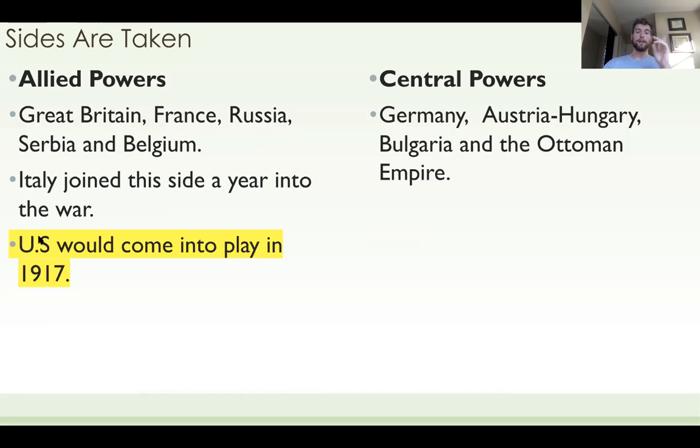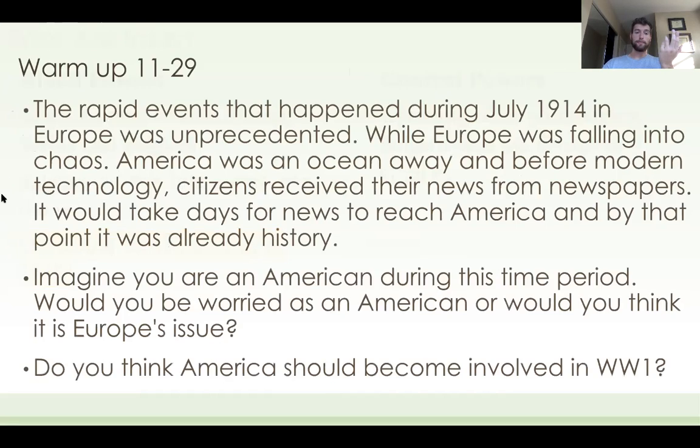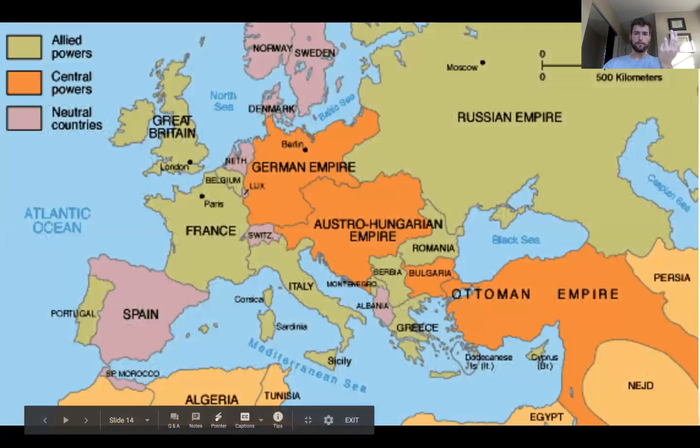The United States would not come in until the very end. That would be in 1917. And we'll talk a lot more about that because it's U.S. history class. The other side of the group is known as the Central Powers. They make up Germany, Austria-Hungary, Bulgaria, and the Ottoman Empire. Now you're probably wondering, why are they called the Central Powers? Well, let's go back to the map of Europe. That's going the wrong way. Actually, this will work for me.